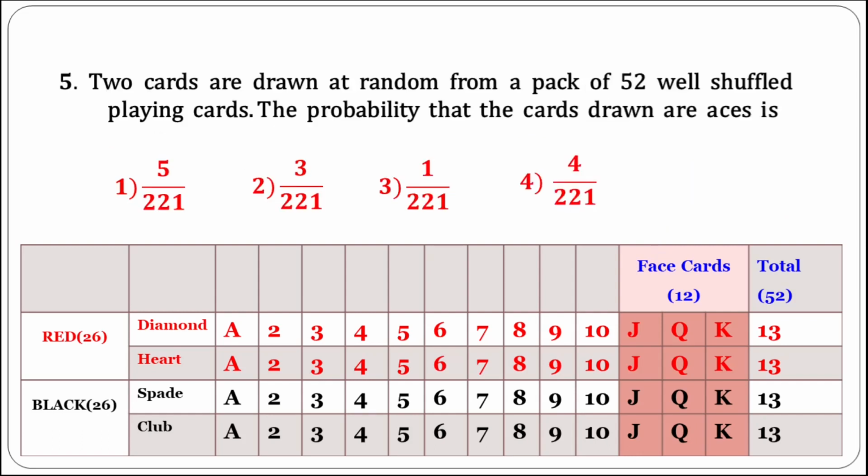Right. Now let's see the fifth question. Two cards are drawn at random from a pack of 52 well shuffled cards.